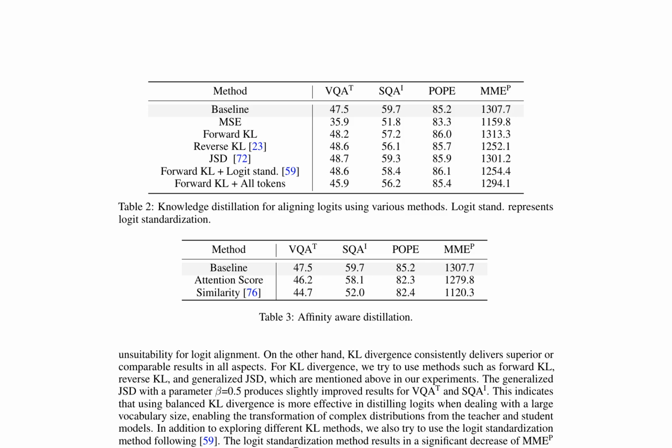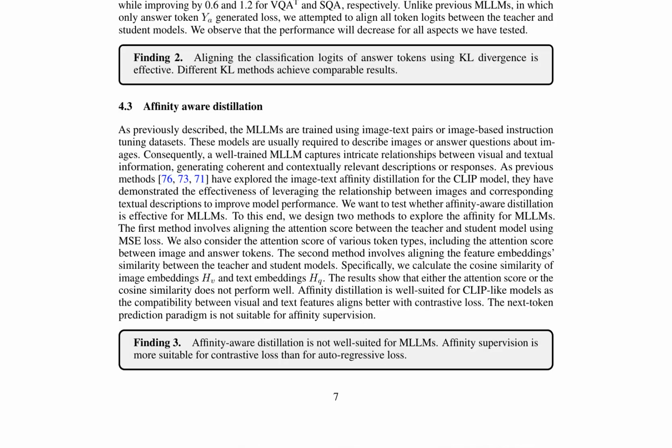Knowledge distillation is explored for aligning logits using various methods, including KL divergence, logit standardization, and affinity-aware distillation. The results show that KL divergence consistently delivers superior or comparable results in all aspects, with the generalized JSD producing slightly improved results for VQAT and SQAI. Logit standardization also results in a significant decrease of MMEP while improving VQAT and SQA. However, aligning all token logits between the teacher and student models decreases performance for all aspects.